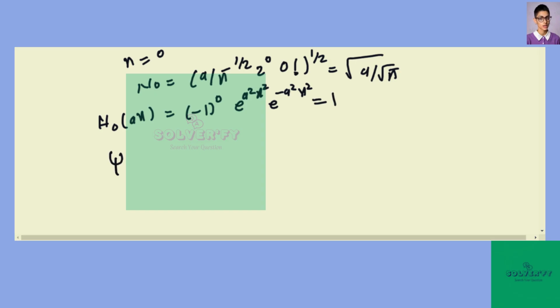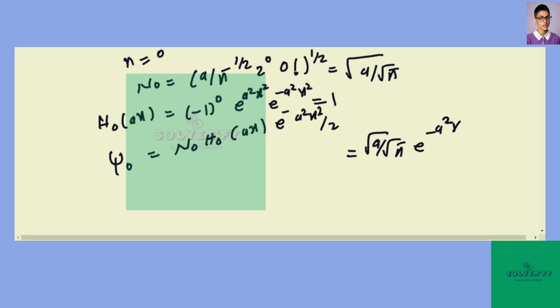So hence psi naught is equal to N naught H naught of ax times e to the power minus a square x square over 2, and finally this is equal to square root a over square root pi times e to the power minus a square x square over 2.